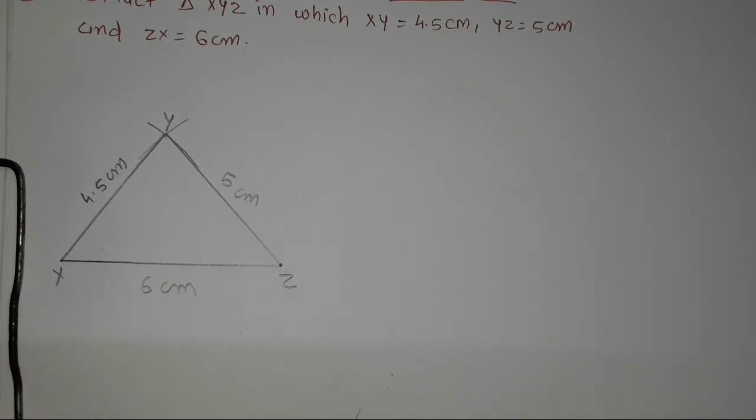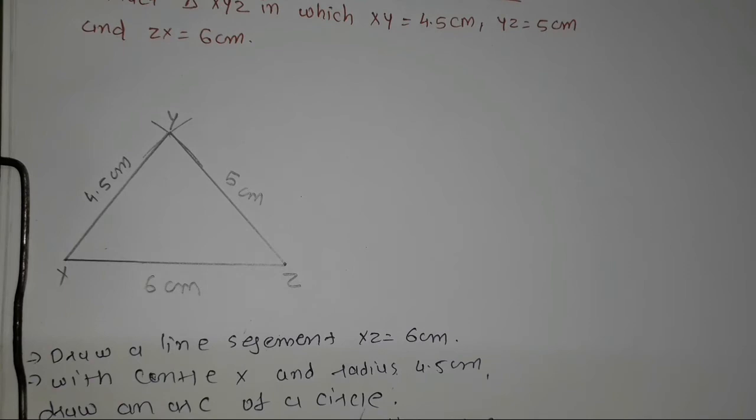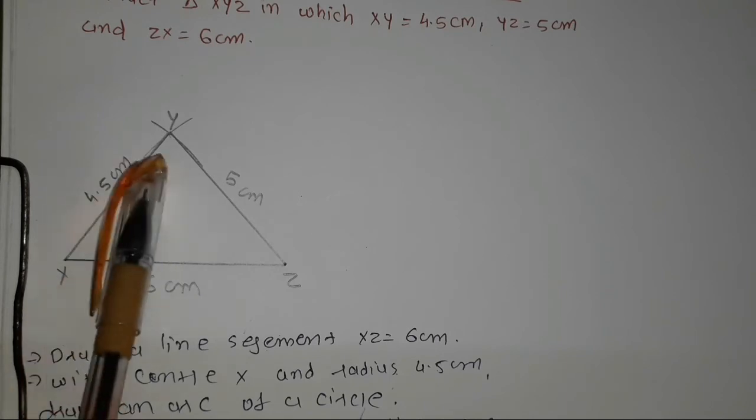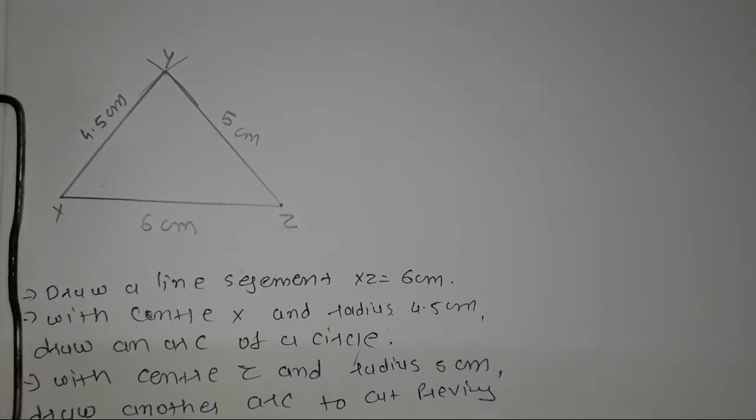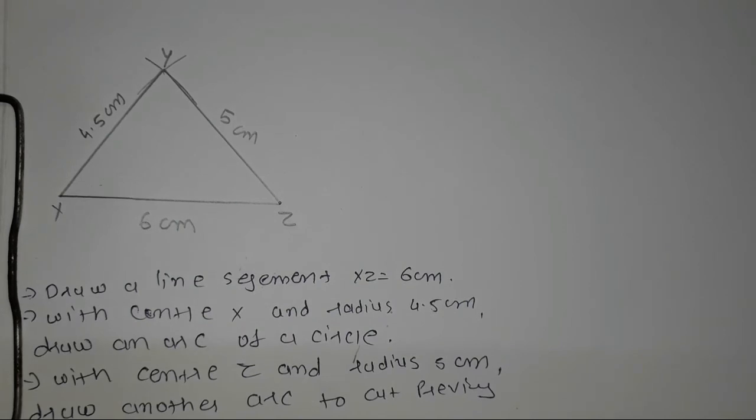And regarding the steps, as I told you earlier also, whatever we have done, only that thing we have to present. So the things which we have followed, we have to represent only that. First, we draw a line segment XZ equal to 6 centimeter, then with center X and radius 4.5 centimeter, draw an arc, then with center Z and radius 5 centimeter, draw an arc. That arc will cut the previous one. From that point we have to join all these endpoints. So this is how we have to draw this type of geometry.